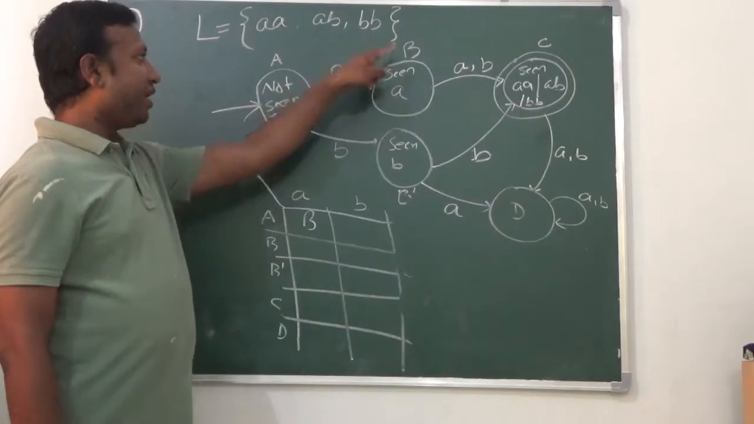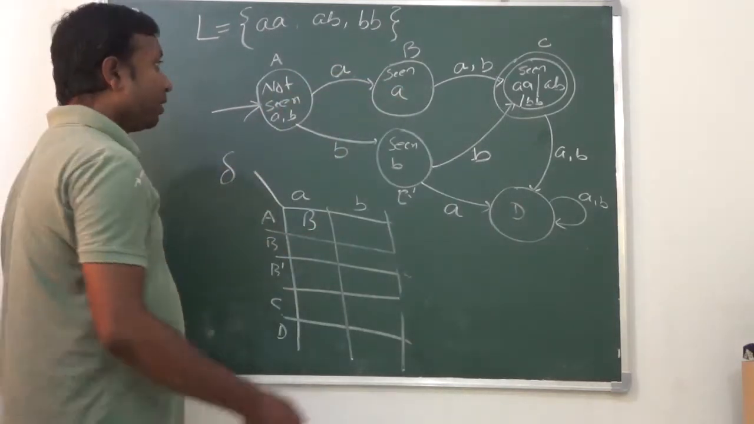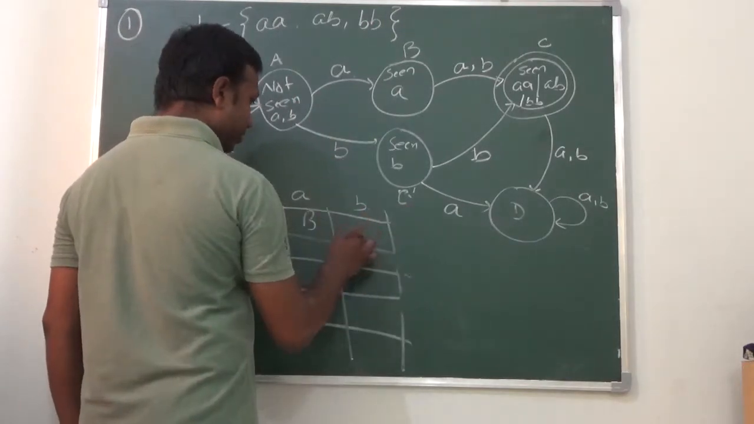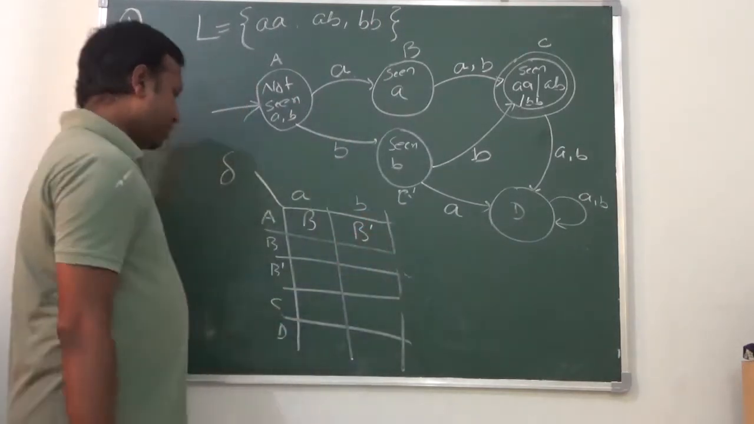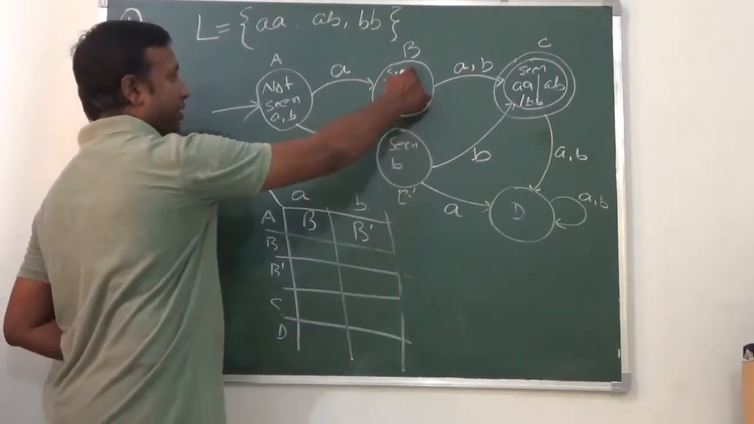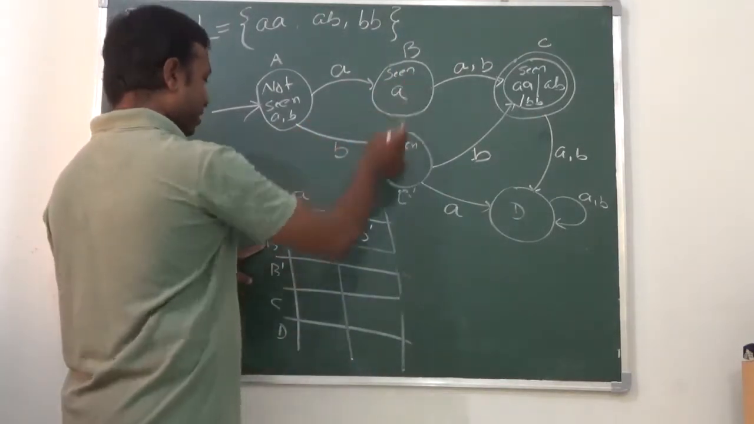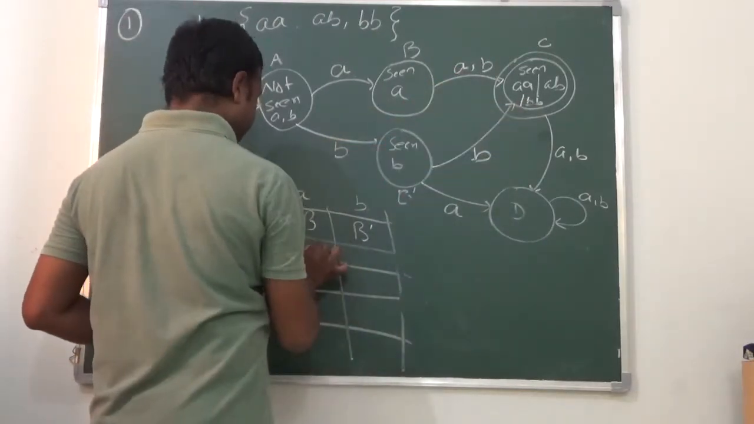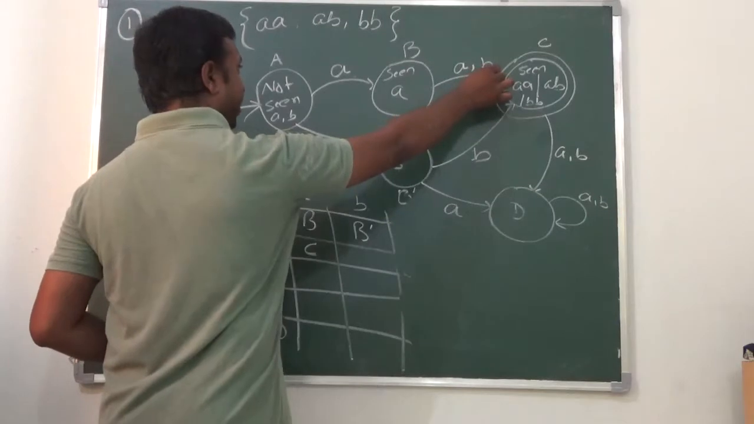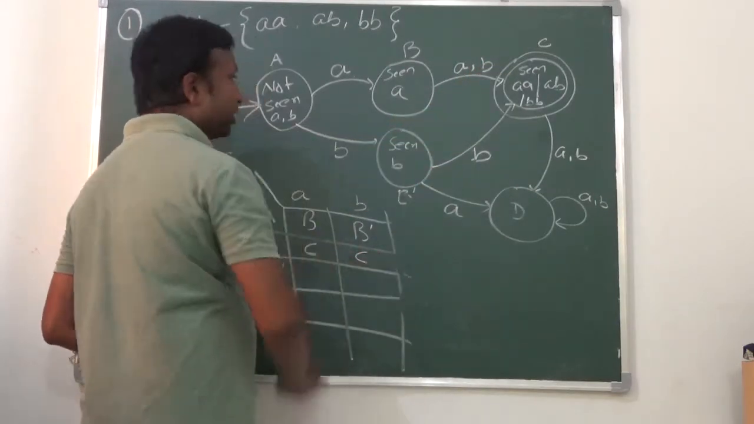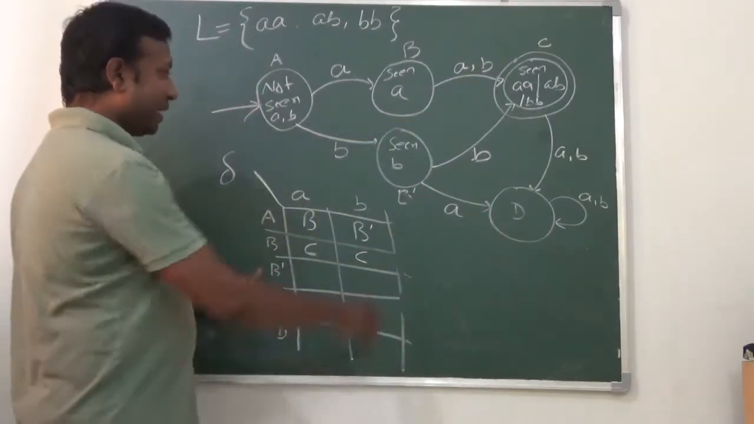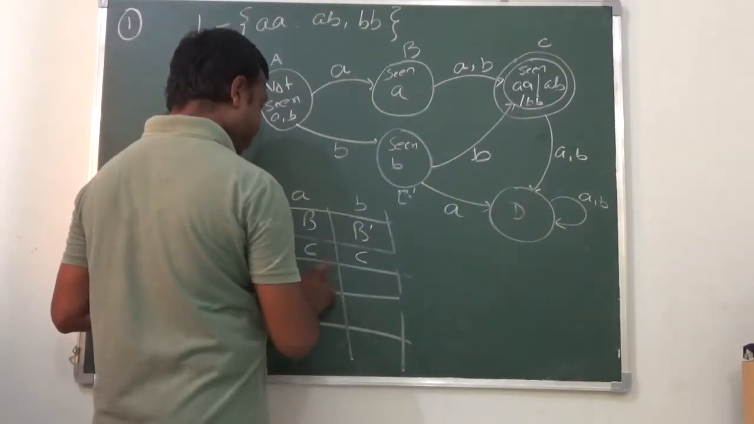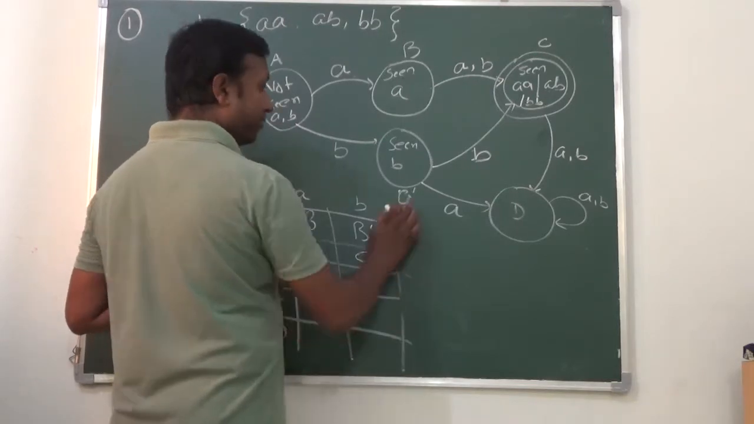By having A, you are going to the state B. By having A, if you are getting B, you are going to B dash state. Now, if the current state is B, and if you are getting A, you are going to state C. And also if you are getting a B, then also you are going to the state C. From B dash, if you are getting B, then you are going to the C state.